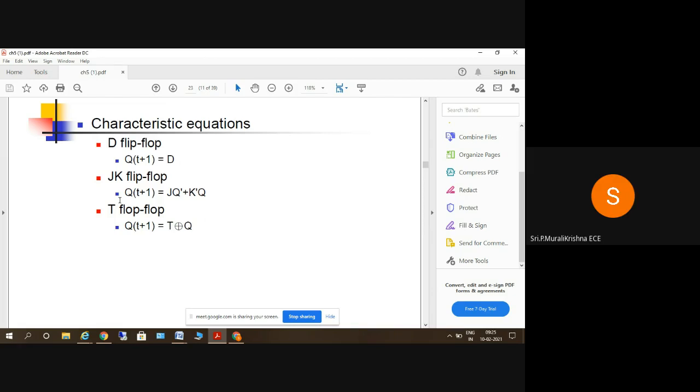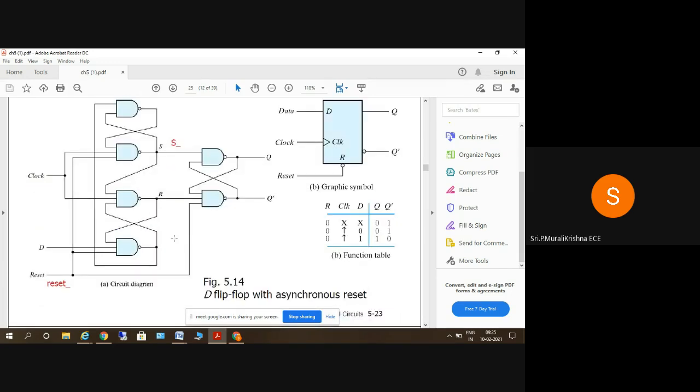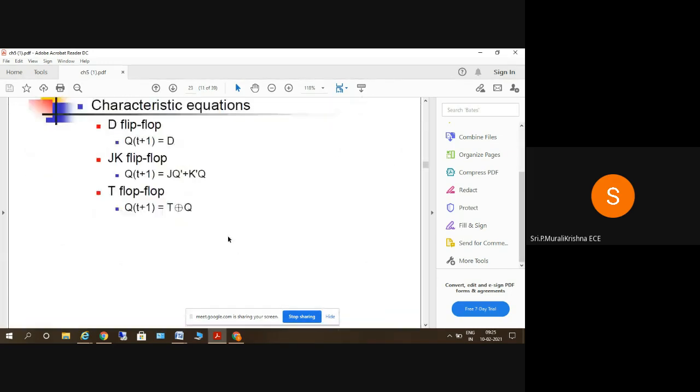So now what we'll do here is check the excitation tables. Whatever tables we'll discuss right now are about the excitation tables of the different flip flops. I'll let you know what the excitation table is, and we'll see the differences between the truth tables and the excitation tables. Next we'll go for the conversions of the flip flops, how to convert one flip flop to another flip flop, and how the conversion process takes place. We'll see all those things right now.